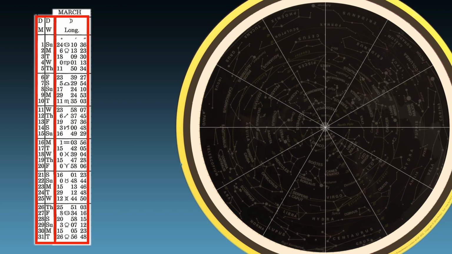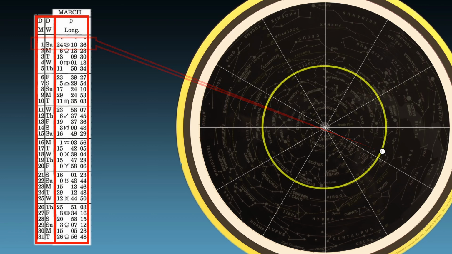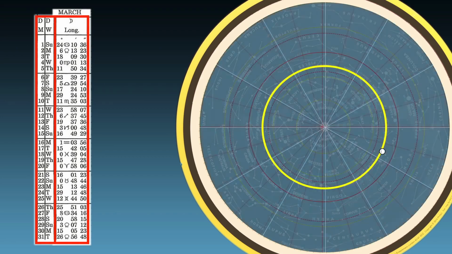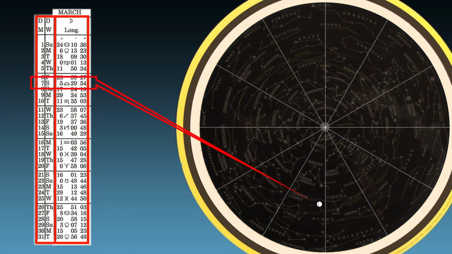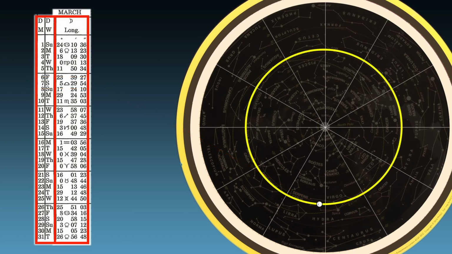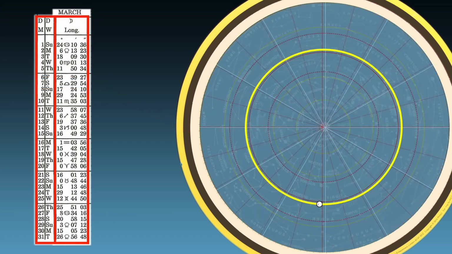If we start with March 1st, you'll see that the moon is in Cancer, and as the sky rotates that day, the moon describes this path over the surface of the Earth. Somewhat conveniently, it's near the Tropic of Cancer. By March 7th, it's reached as far as Libra. It describes this path over the face of the Earth, and you'll see that it's just past the equator.